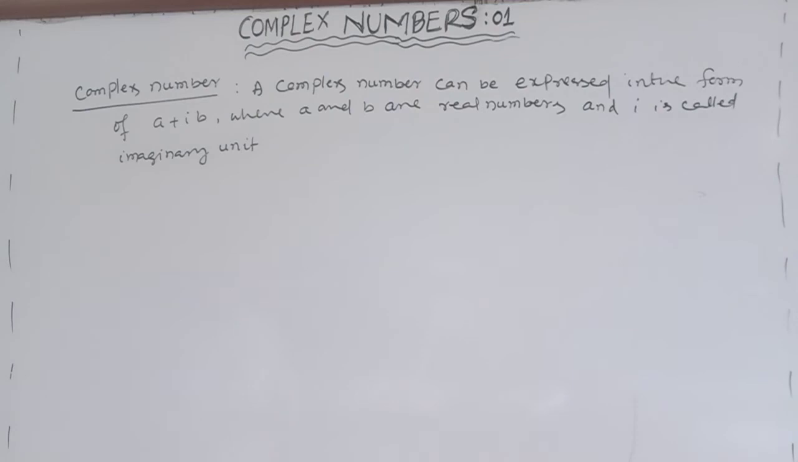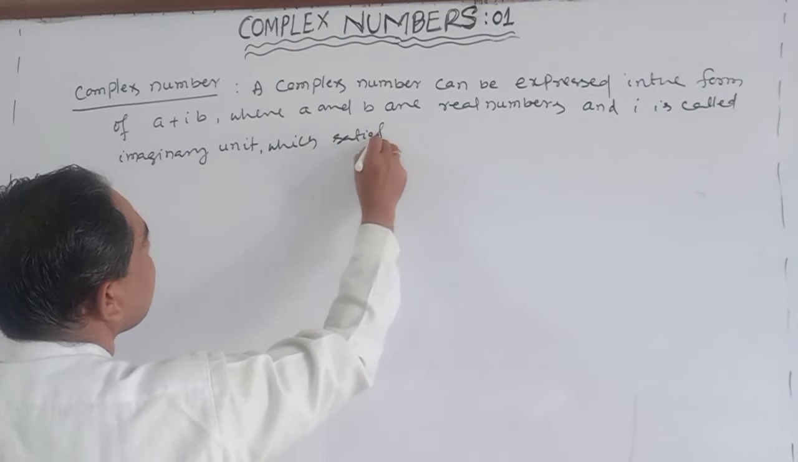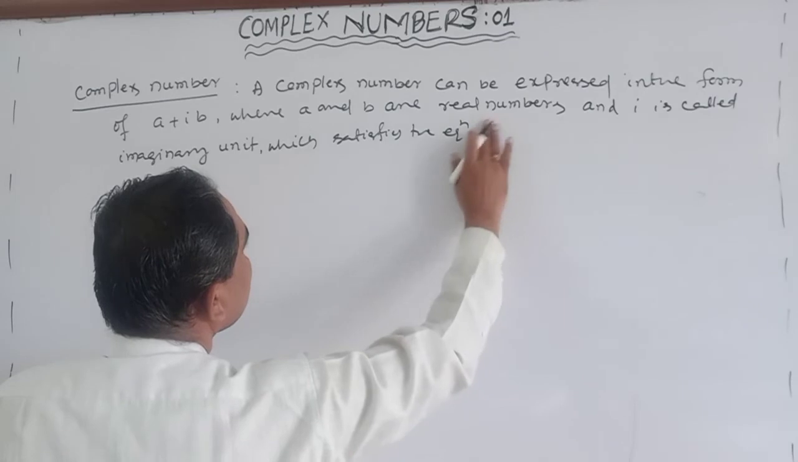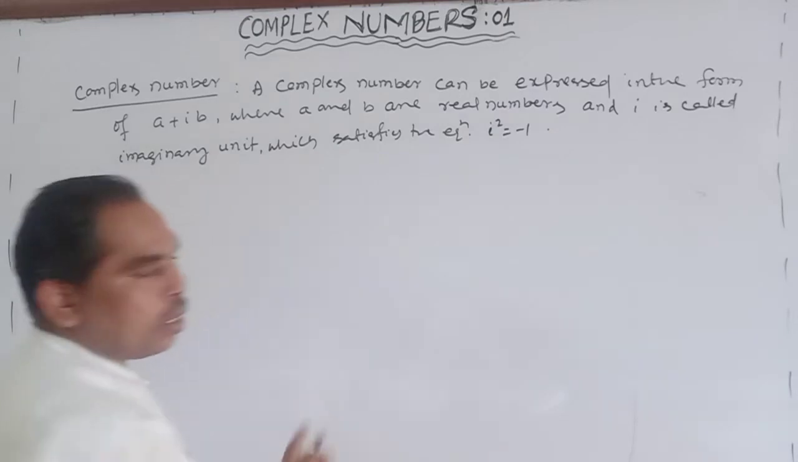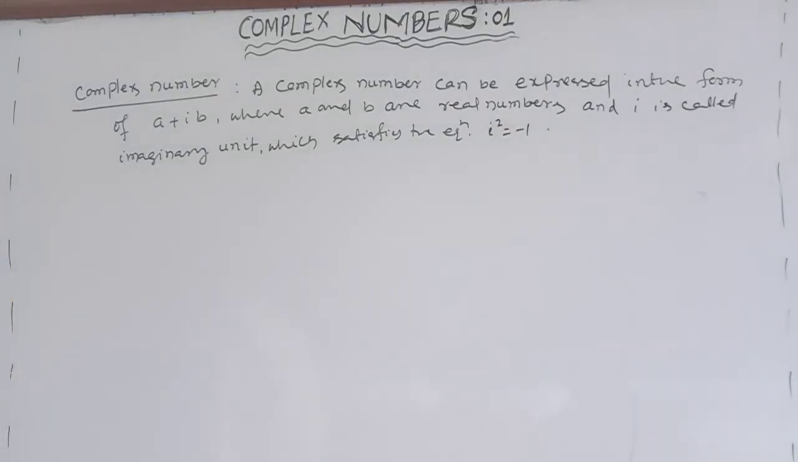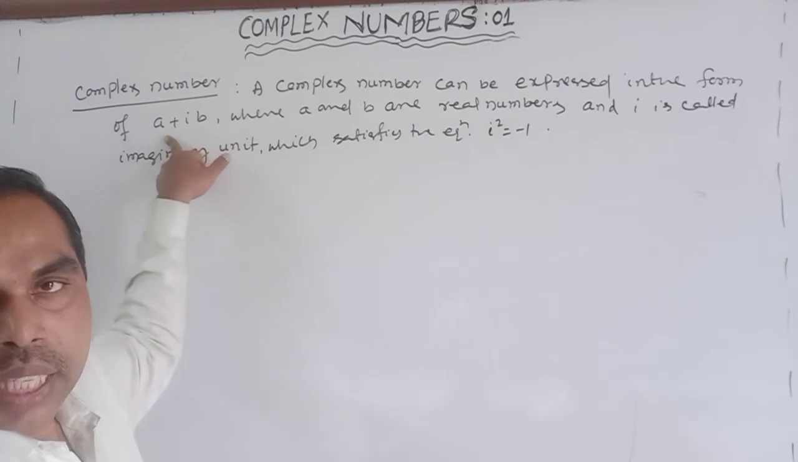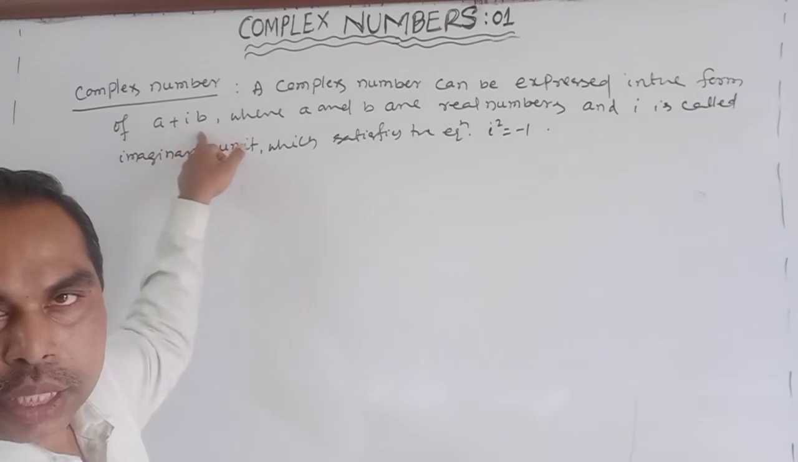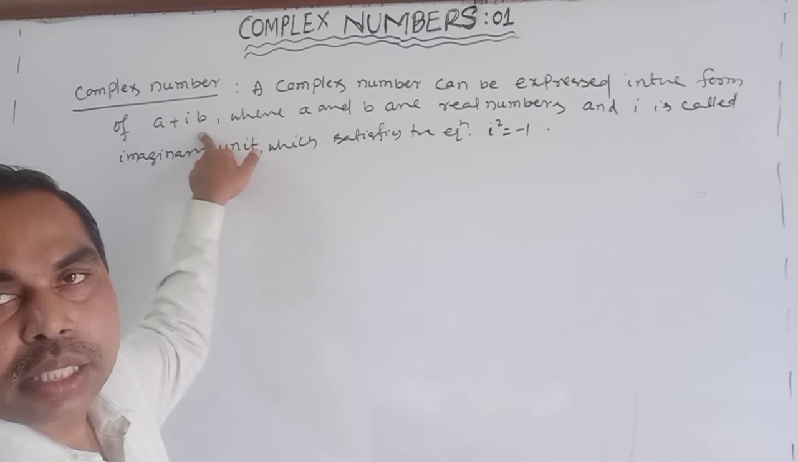Which satisfies the equation i square is equal to minus 1. In this expression, a is called the real part and b is called the imaginary part. The coefficient of i is called the imaginary part.